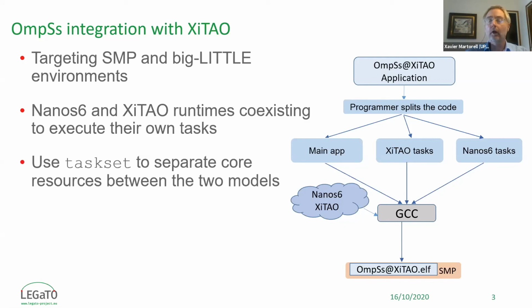And then we did the work to have the two runtimes, in that case nanos and the HiPEAC runtime, interoperate in the sense that they split the cores that we provide to the application. We use, in fact, the common tool task set in order to distribute the cores between the two different runtimes. And then everything gets compiled with GCC, we link with the runtimes, and we get the binary.